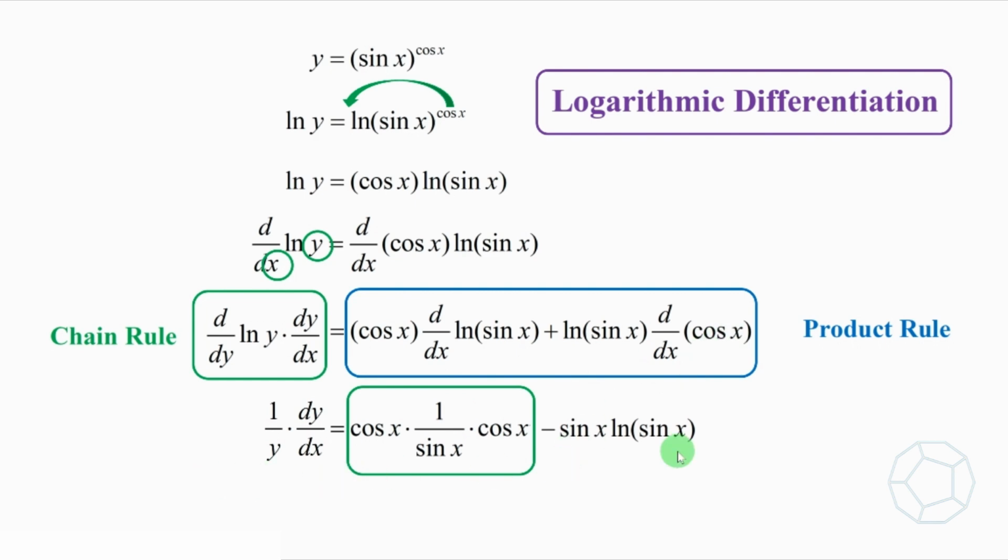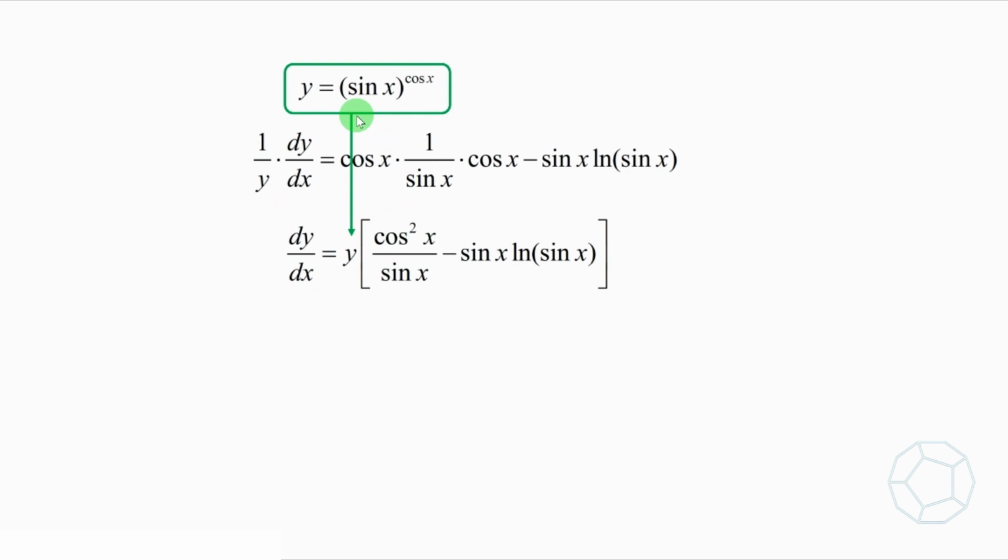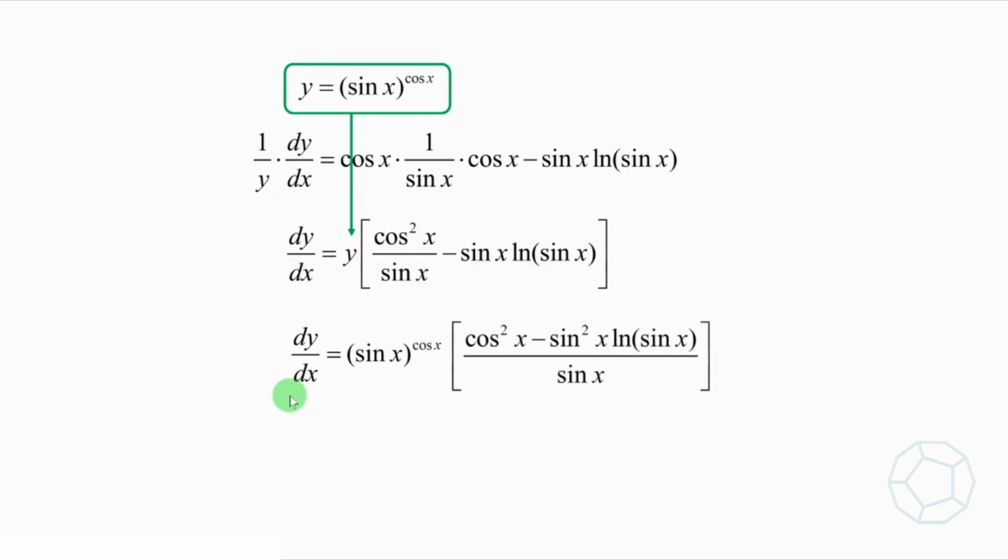Let's simplify this equation before we move on. Now, multiply y on both sides of the equation. To express dy dx in terms of only one variable x, we put y equals to sine x to the power of cosine x back to the equation. For the terms inside the bracket, we combine them together, then dy dx is equal to sine x to the power of cosine x times bracket cosine square x minus sine square x log sine x all over sine x.